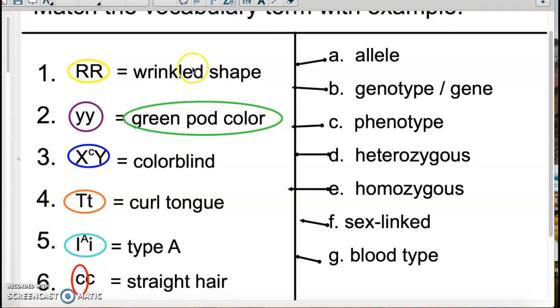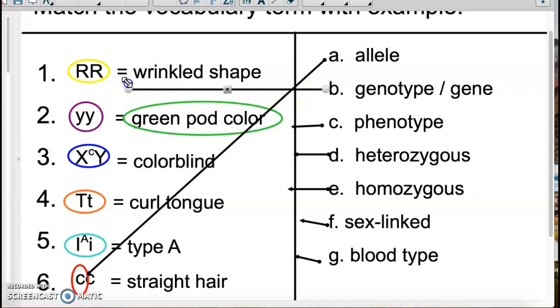So we have an allele. An allele would be what I'm circling, and that letter C would be an example of one of the alleles in your genotype. Another thing is, what is a genotype? That would be if you have your full complete letters together. And then phenotype would be what you physically see. So green pod color would be an example of what you physically see.